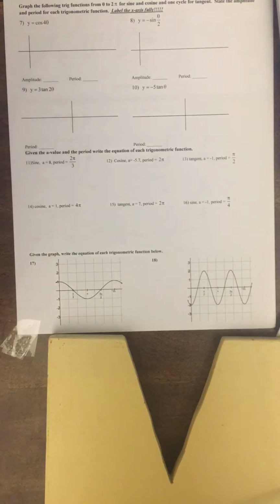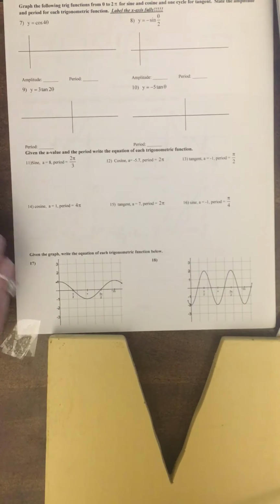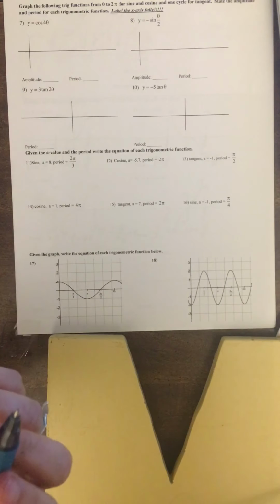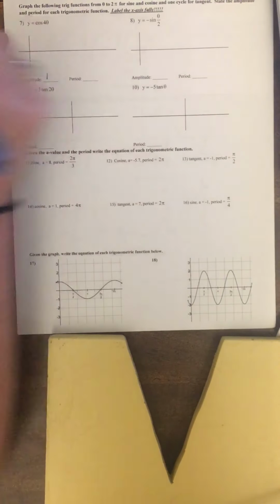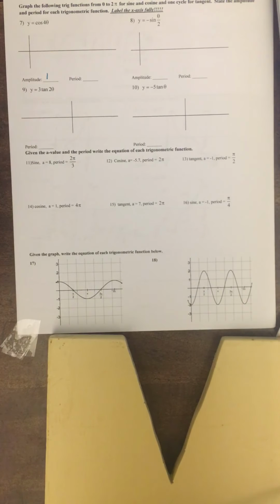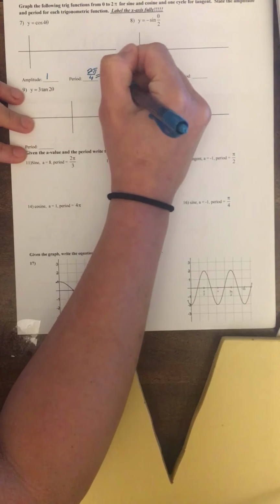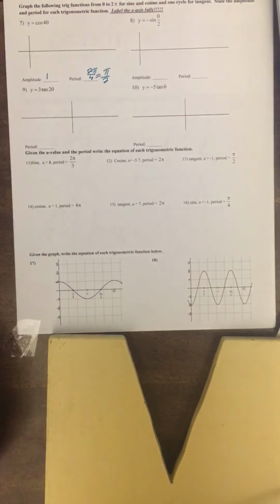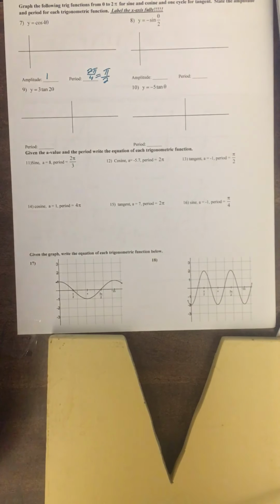Okay, on the back, this is just a review of graphing sine and cosine. So remember that when graphing cosine, the amplitude is just your a. So here our amplitude would be 1. And our period is 2 pi over b, so that would be 2 pi over 4, which is pi halves. So the period is different for sine and cosine. It's the same, but it's different with tangent.